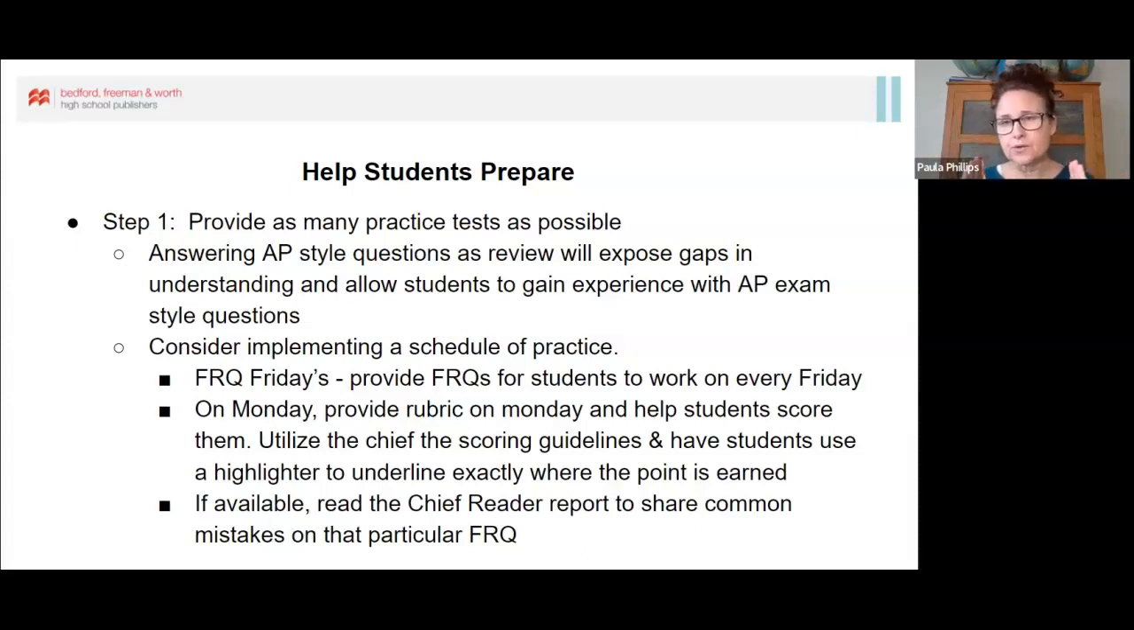the point is earned. The reason that's helpful is because a lot of times, again, students will ramble. Once they've earned the point, once the highlight is on there, once the underline is on there, that's it. That's what they needed to include. So if the question is asking the students to identify something, they identify it and then go on to describe it. The description is unnecessary. So underlining or highlighting exactly where the point is earned will help the students develop good skills in concise writing and focusing on what is being asked in the question.